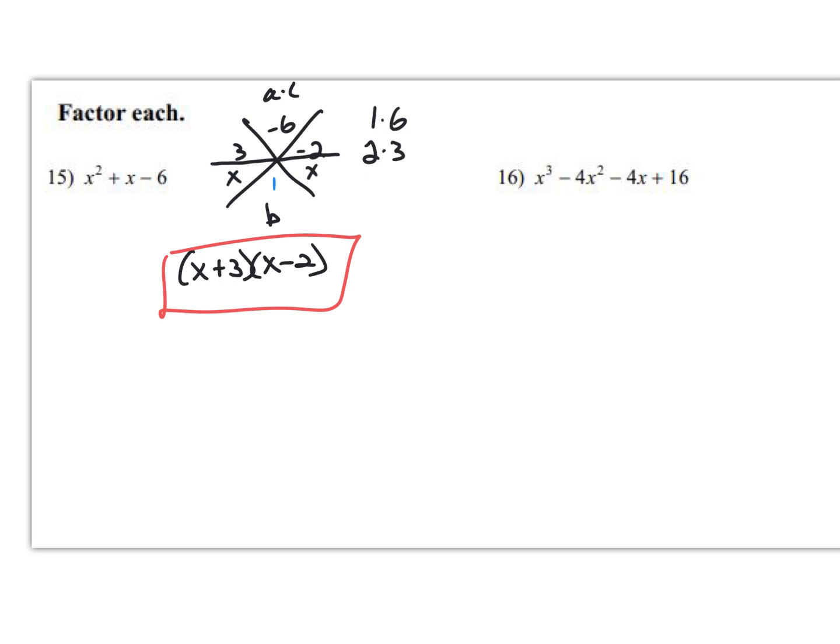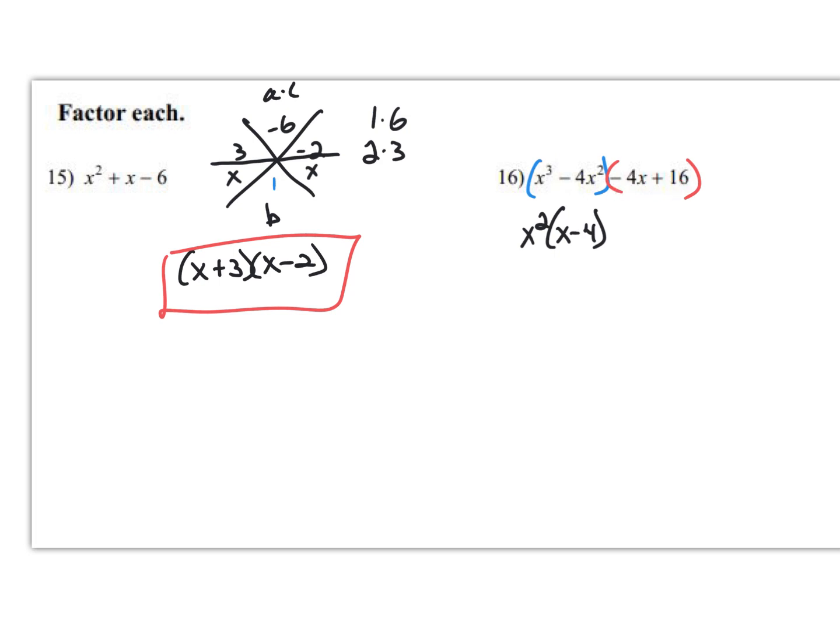All right, number 16. Again, it looks like we're going to do some grouping here. We can group these first terms and the second terms and see if we can factor out a common binomial. In this first one, we can factor out the x squared, and we'll be left with x minus 4. I took out all of the x squared, and all that was left was minus 4. So x squared times x minus 4.